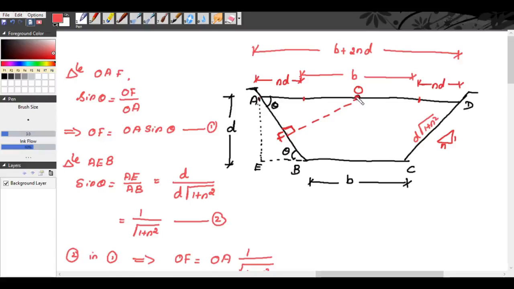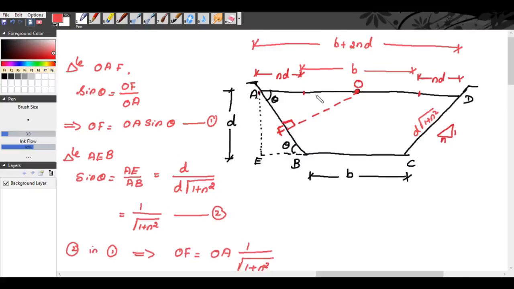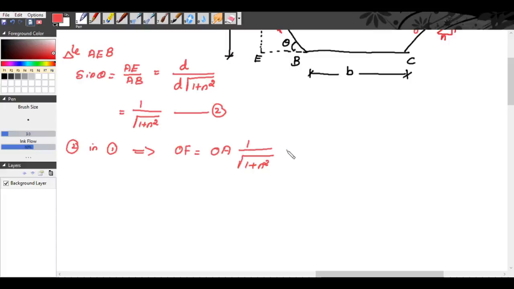AO is half of the top width. So AO is equal to B plus 2ND by 2. So OF is equal to B plus 2ND by 2 into 1 by square root of 1 plus n square.